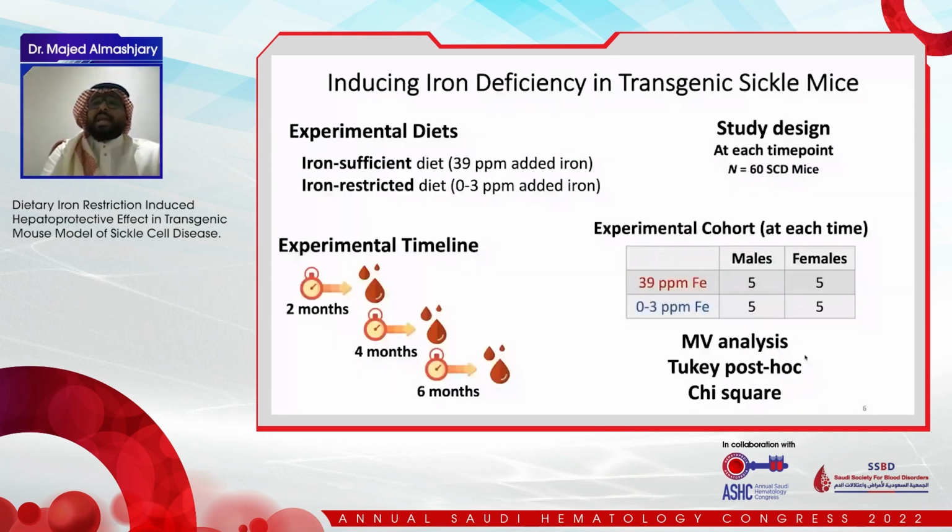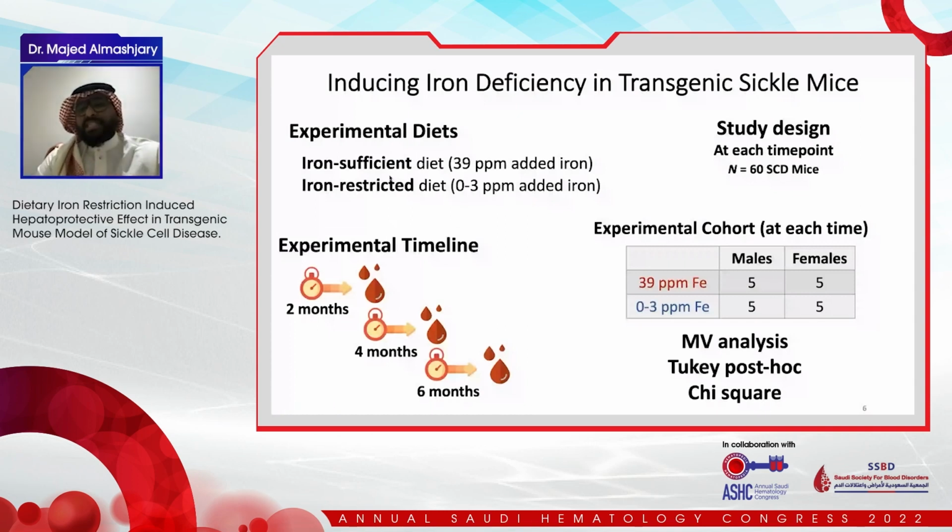For that, we utilized a transgenic mouse model of sickle cell disease called the Townes mouse model. In this mouse model, the alpha and beta hemoglobin genes of the mouse were replaced by humanized alpha, beta, and gamma, so we ended up having humanized hemoglobin in red cells. To induce iron deficiency, we used two diets: the iron-restricted diet that has 0 to 3 parts per million iron, and the control diet that has 39 parts per million iron.